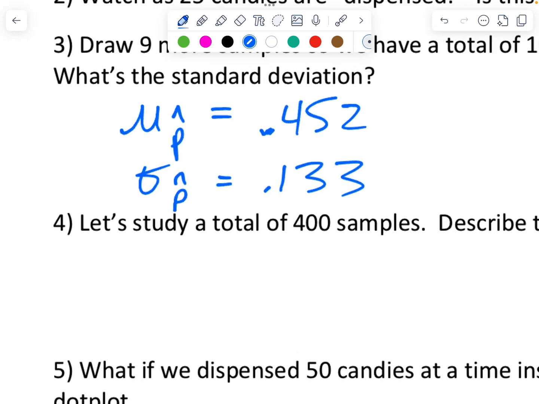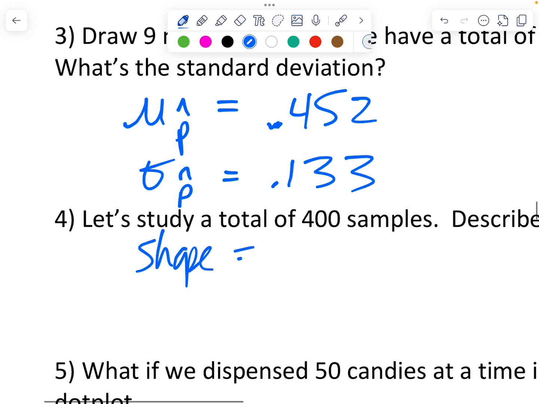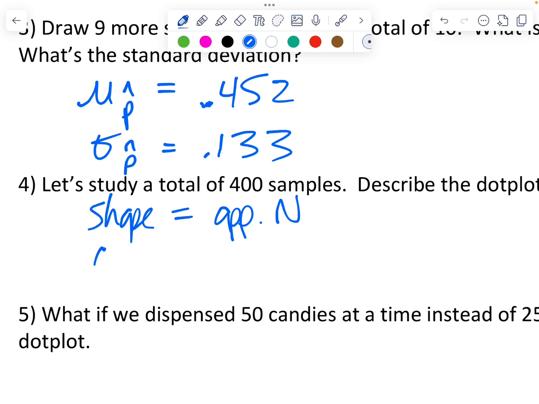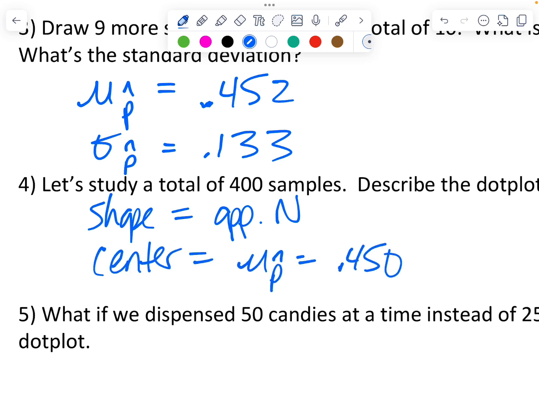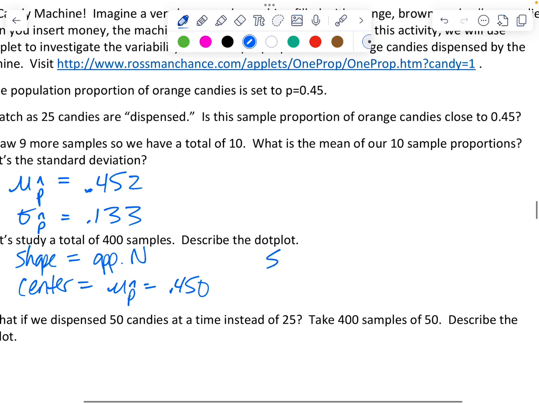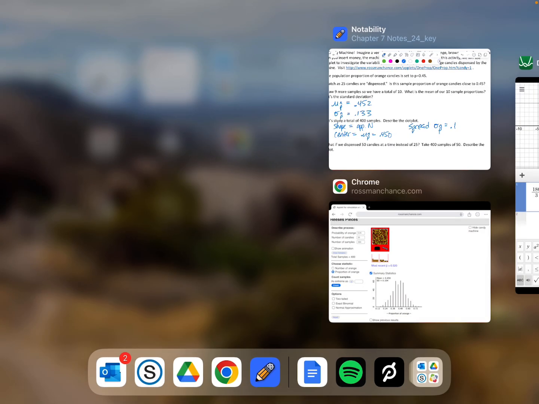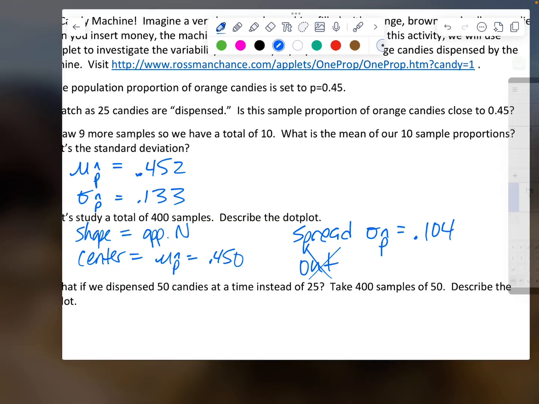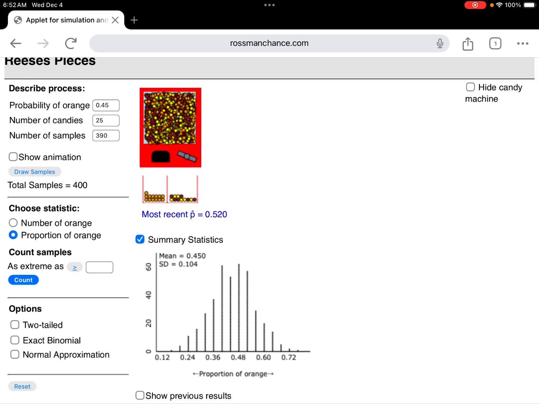Okay, so the shape was approximately normal. It was symmetric and bell-shaped, right? The center, the mean of all the p-hats now was 0.450, if I remember correctly. The spread, okay, so the sigma of all the p-hats, I think, was 0.104. And outliers, there were not any that were obvious, okay? Yeah, we have some minimums and some maximums, but nothing fell way far away from all the rest, okay?